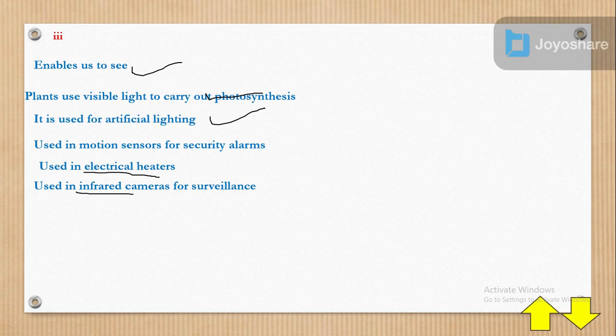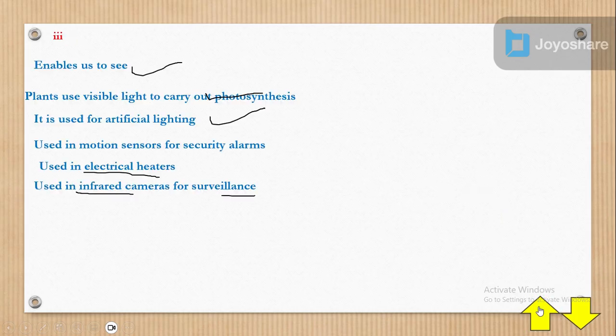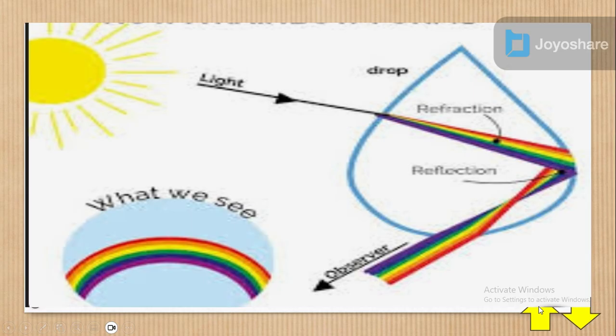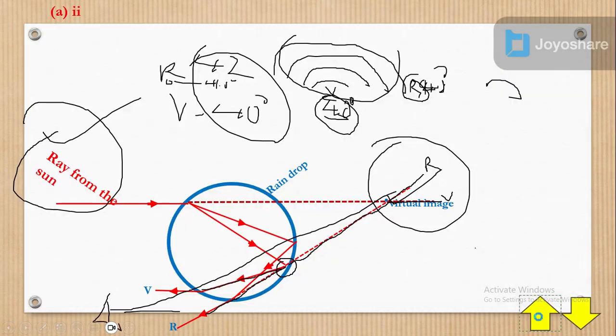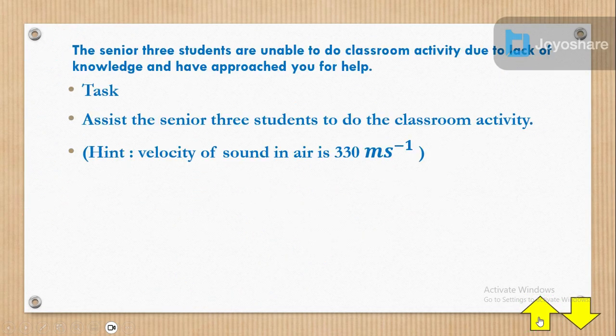Okay, let's move on. Let us proceed to the next part. We are meant to answer part C, Roman number 1. Let's go and see what part C, Roman number 1 is saying.